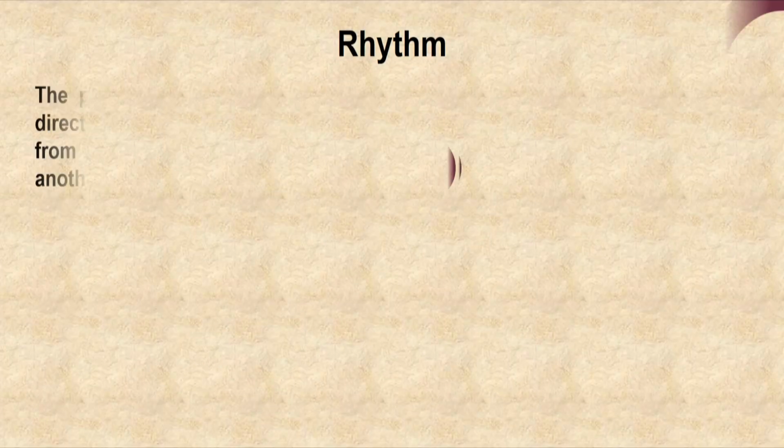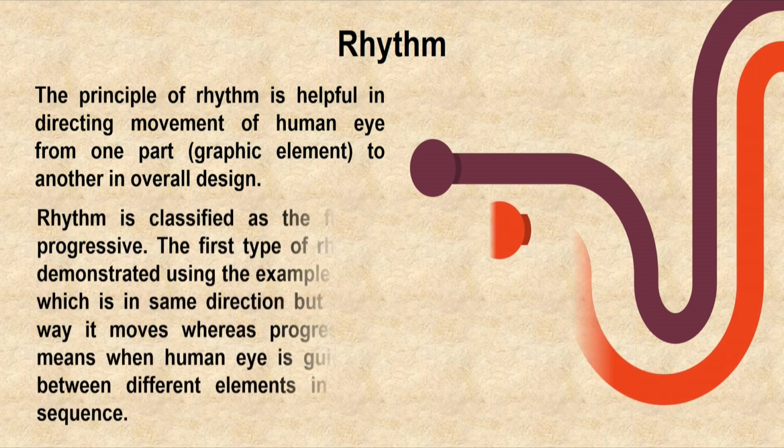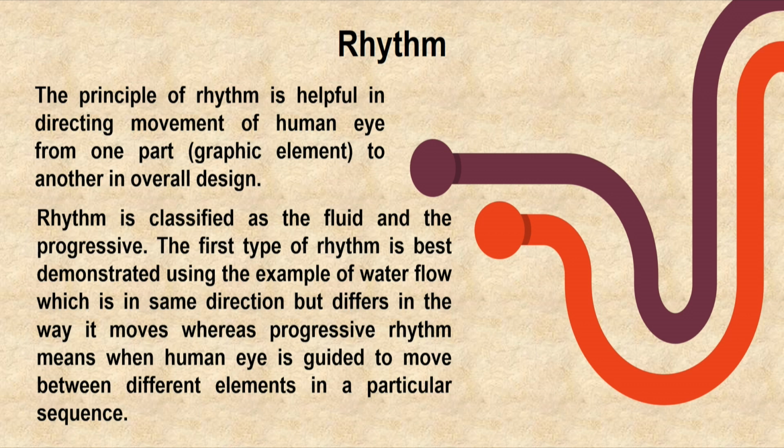The next one is rhythm. The principle of rhythm is helpful in directing the movement of the human eye from one part of the graphic to another. In the overall design, sometimes it is very essential to maintain a rhythm or a flow in the eye movement. Rhythm is classified as either fluid or progressive. The first type of rhythm is best demonstrated using the example of water flow, which moves in the same direction but differs in the way it moves. In the case of progressive rhythm, the human eye is guided to move between the different graphic elements in a particular sequence. So here the sequence is quite important when we talk about progressive rhythm.